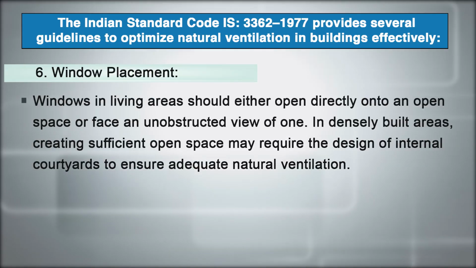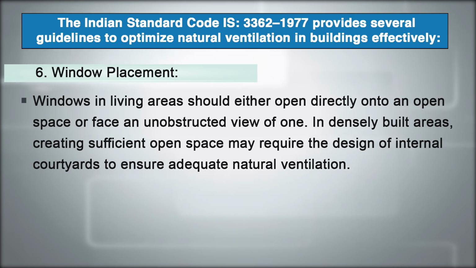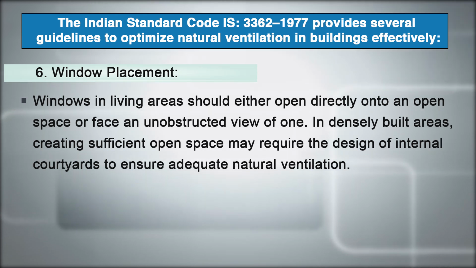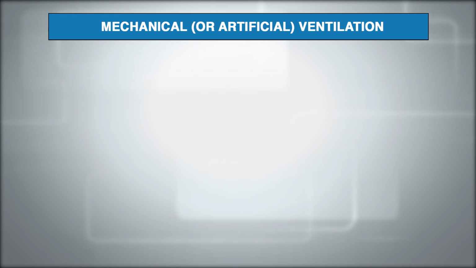Window placement. Windows in living areas should either open directly onto an open space or face an unobstructed view of one. In densely built areas, creating sufficient open space may require the design of internal courtyards to ensure adequate natural ventilation. Next, we will discuss mechanical ventilation, that is, artificial ventilation.